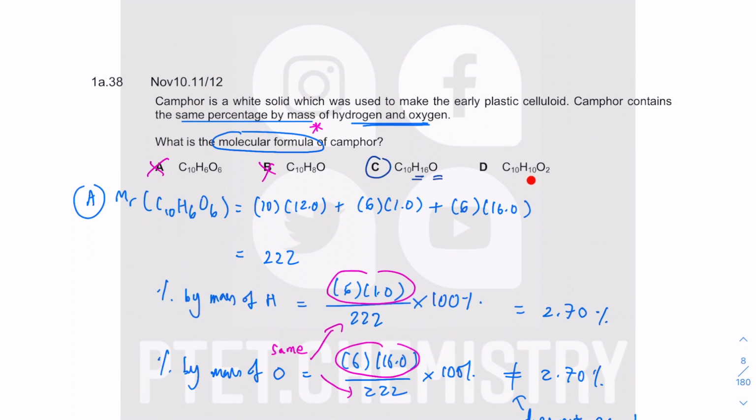And of course you can see D very quickly, that is wrong, because that is 10 times 1.0 is 10.0, 16.0 times 2 is 32.0. Obviously they are not equal, therefore D can also not be the answer. But I already have the answer at C. I don't need to check D if I really don't want to.